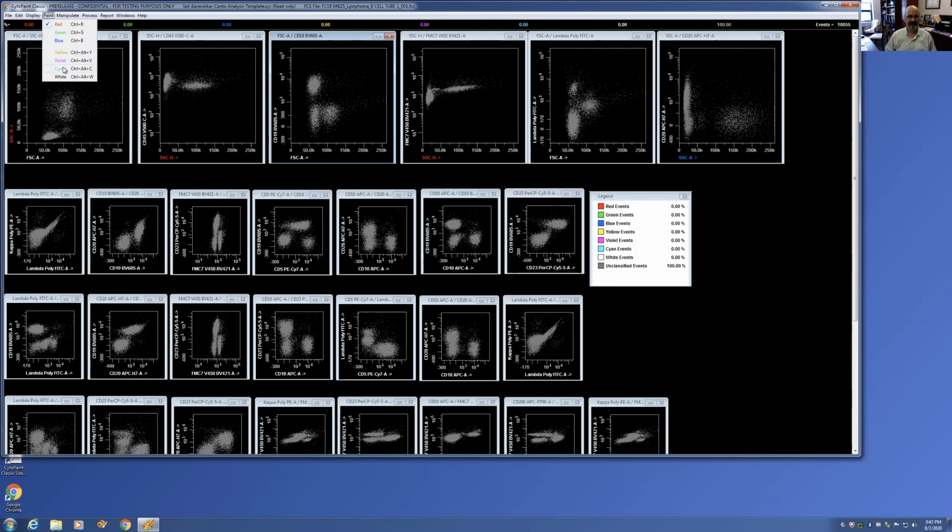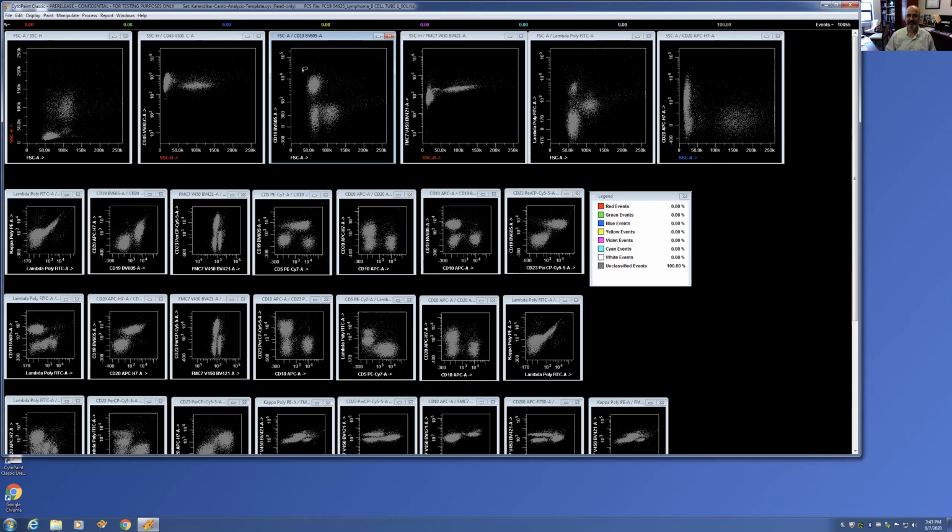Then yellow, violet, and cyan are combinations of two of those, and all three together make white. White overrides everything. So here's red. What I find helpful is to start with a lineage-specific marker so that you know what you're looking at, and you're not assuming that some gate drawn here is equal to a blast or a lymphocyte or whatever. So this was a B cell tube.